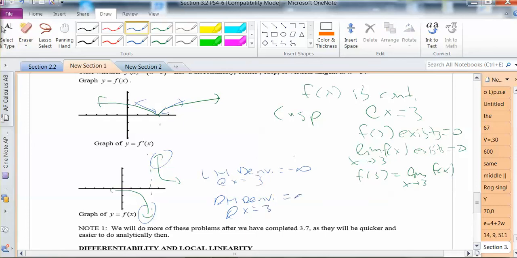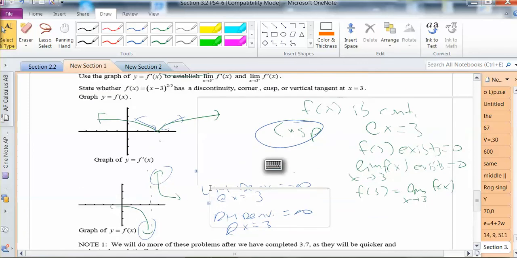The right-hand derivative is positive infinity. And when that happens, we get a cusp, as we discussed, I think, on page 3 of the notes. So we will definitely look at this in more detail later in chapter 3, but at least we can graph it and identify the reason for its non-differentiability.